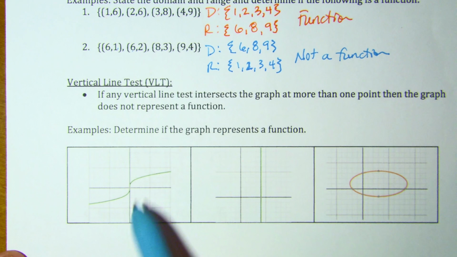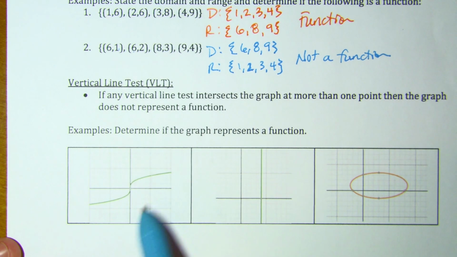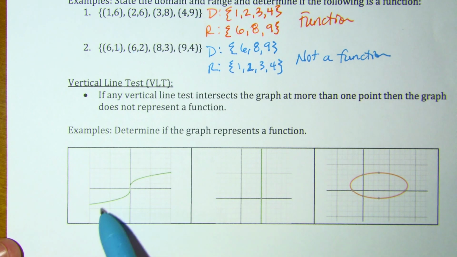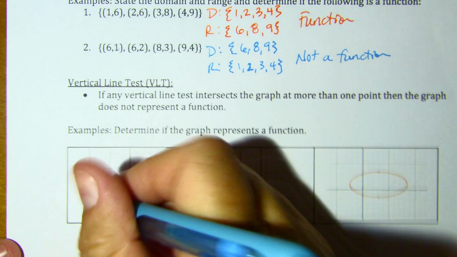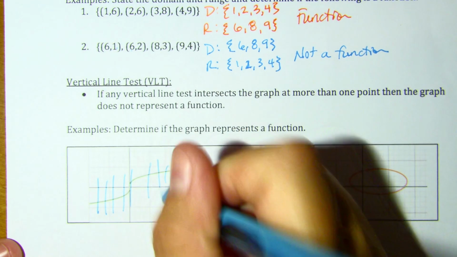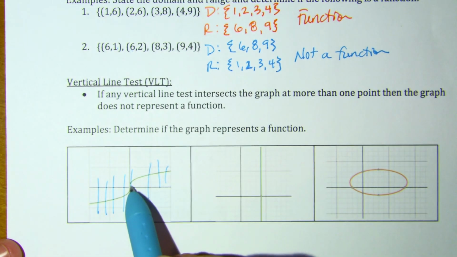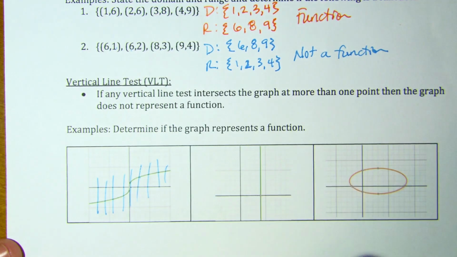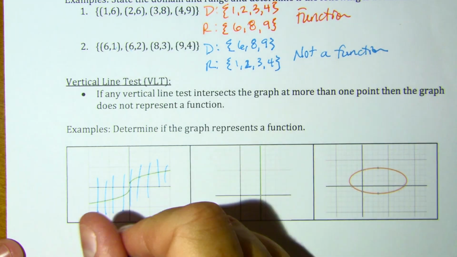So what we're going to be looking at is if I draw a bunch of vertical lines, think about infinitely many vertical lines through this. If even one of those vertical lines hits my graph more than once, then that makes this not a function. So if I draw vertical lines all the way through this graph, even though it looks like it's vertical there for a long time, it's actually not. All of these vertical lines only hit once. So this is in fact a function.